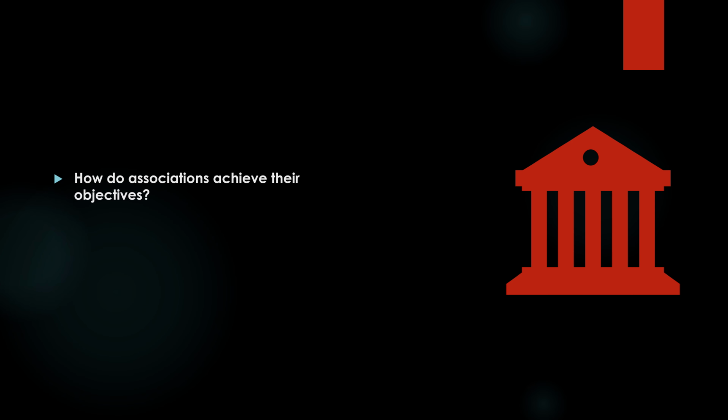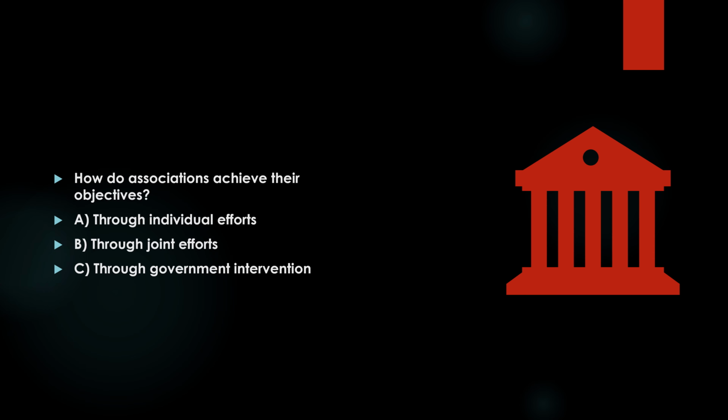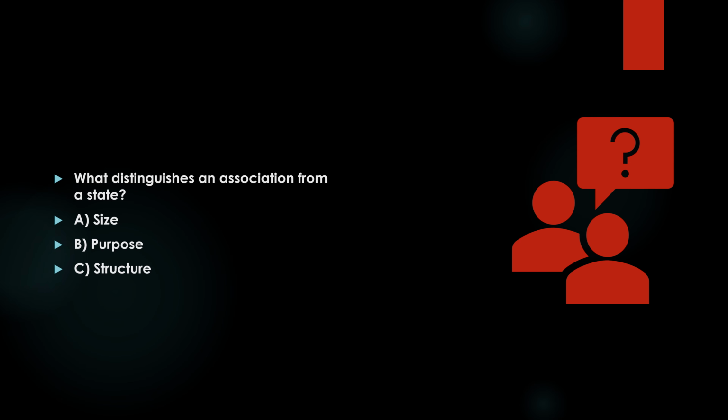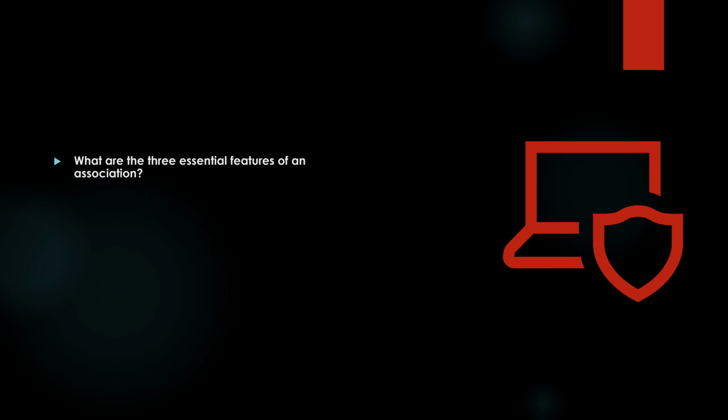How do associations achieve their objectives? Through individual efforts, through joint efforts, through government intervention, through external funding. Answer B. Through joint efforts. What distinguishes an association from a state? Size, purpose, structure, all of the above. Answer D. All of the above.